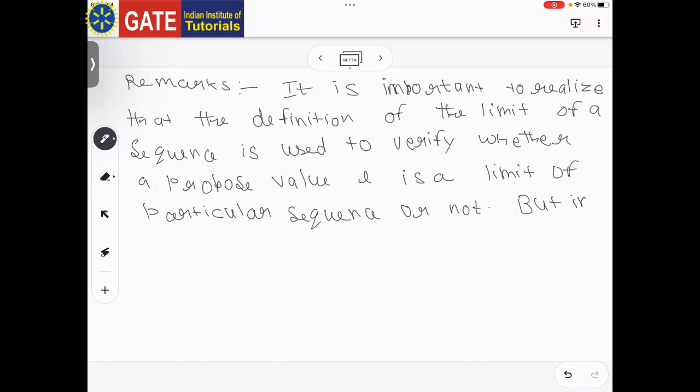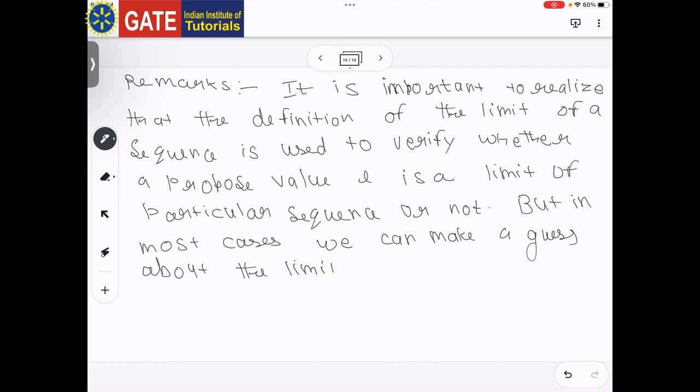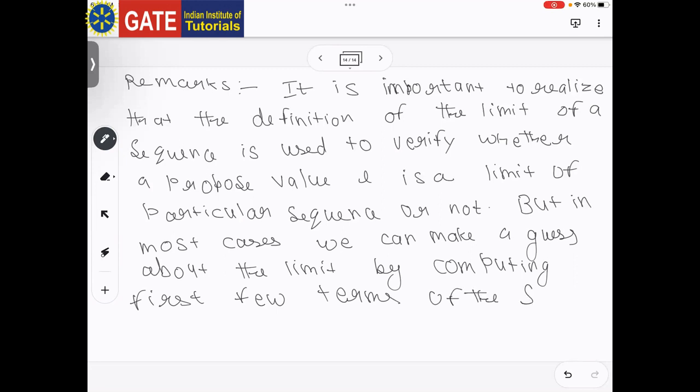But in most cases, we can make a guess about the limits by computing the first few terms of the sequence. So what they're saying is, in all the previous questions, our limit was given. But if the limit is not given, we can actually make a guess about that.